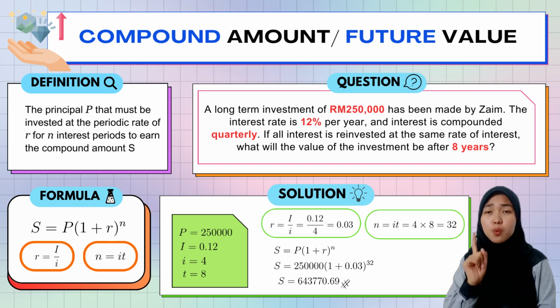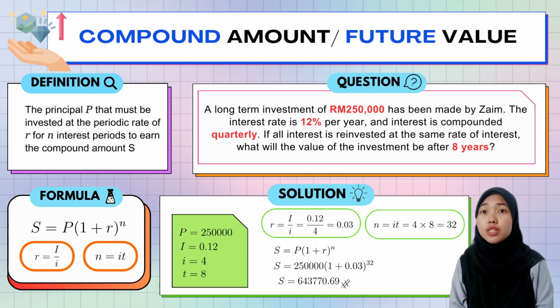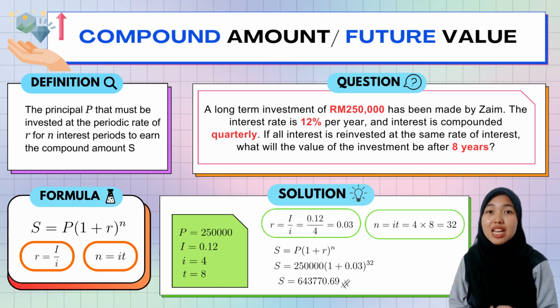Let's do it together. First, we need to identify the information we are given. We are given P is equal to 250,000, and uppercase I is equal to the interest rate per year, which is 0.12, and lowercase i represents the number of compounds per year, which is 4, and lastly 8 represents the number of years. So now we can find R and n using that information. For R, press your calculator, 0.12 divided by 4, and we get 0.03. For n, just multiply 4 with 8 and we get 32. Now just replace into the formula.